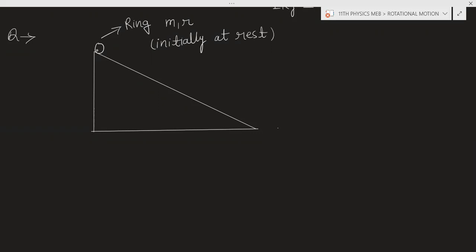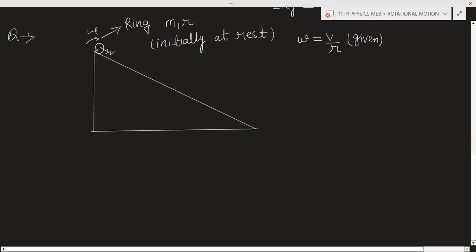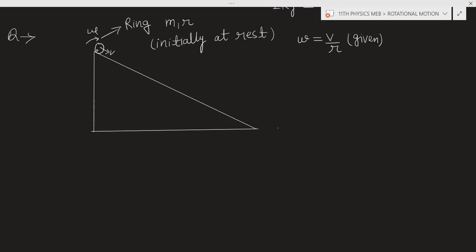And one relation is given: angular velocity of the ring is equal to linear velocity of the ring divided by r. This means the ring will rotate with an angular velocity of omega, and it will move with velocity of v in the downward direction. And this surface is a smooth surface.